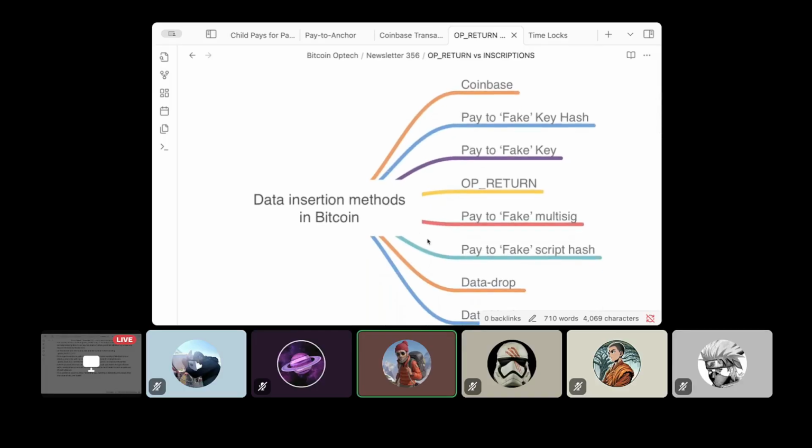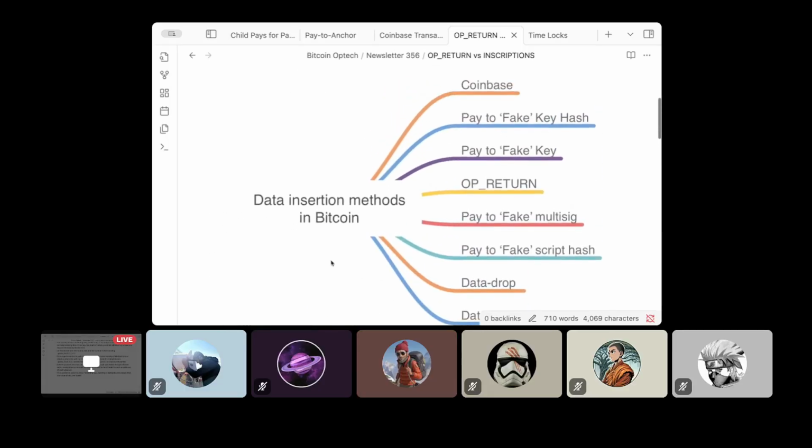There are 8 different ways in which you can insert data into the blockchain. These methods have been available since before the 2017 SegWit upgrade, and after the Taproot upgrade, many more methods became possible. Whatever we are seeing today are strictly pre-SegWit methods of inserting data into Bitcoin. Even now these methods exist, and people are using them to push data into the blockchain.